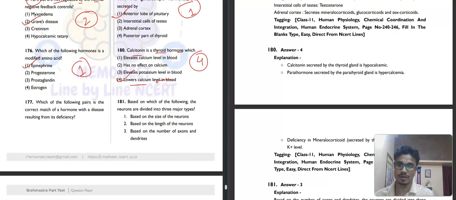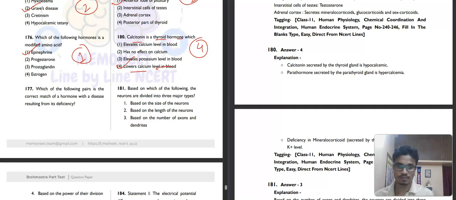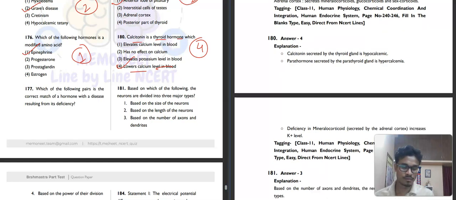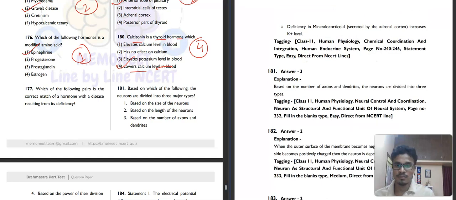Question number 181. Based on which of the following are neurons divided into three major types: based on size, based on length, or based on the number of axons and dendrites? This is the main criterion, you know: unipolar, multipolar, bipolar neurons. Okay, so the third option is the correct answer.